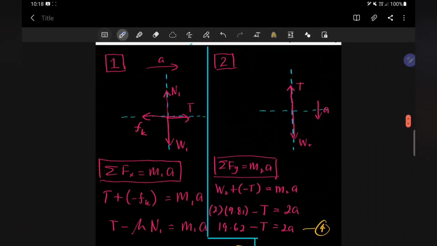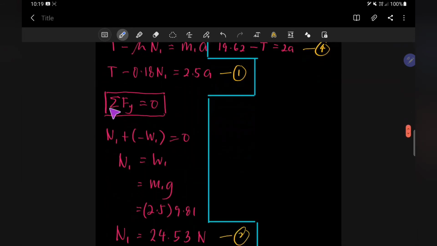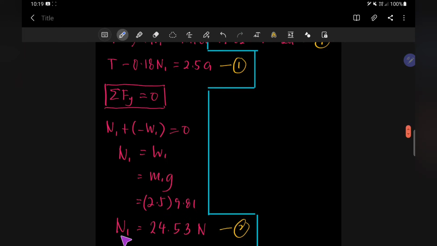And then from the y component, it doesn't move on y, it doesn't jump, isn't it? So N1 is positive upward, while w1 is negative because it is directed downwards. So the sum of Fy equals 0 equals N1 plus negative w1, or N1 minus w1 equals 0, so that N1 equals w1. W1 equals mg, which is m1g, because we are talking about the weight of the first body. m1 is given already, which is 2.5 kilogram, g is just a constant, so that you will get the value of N1. N1 is 24.53 Newton. We label it as the second equation.